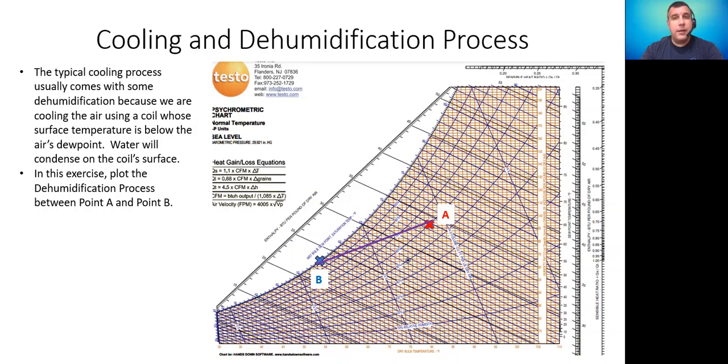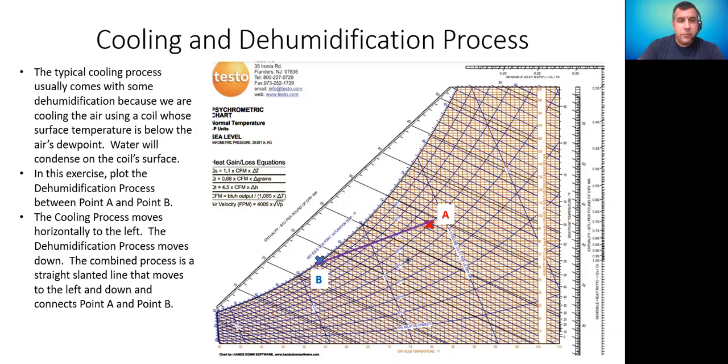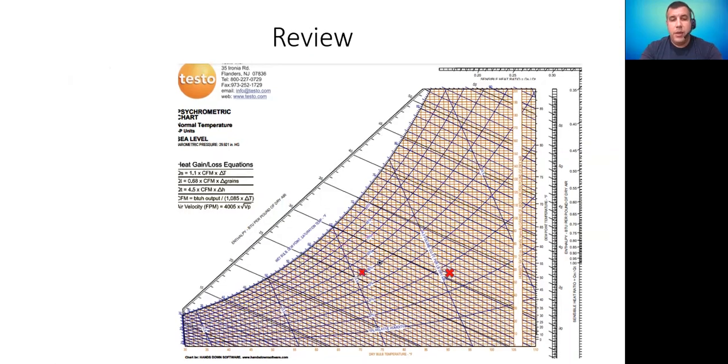In reality, anytime that we're drawing a process line between 2 points, the old adage is, what's the closest distance between 2 points? It's a straight line. So we always draw a straight line between any two processes. We don't follow the curve. We just draw a straight line between A and B. So the cooling process moves the X from right to left, and the dehumidification process moves it down. The combined process is a straight slanted line that moves left and down that connects point A and point B.